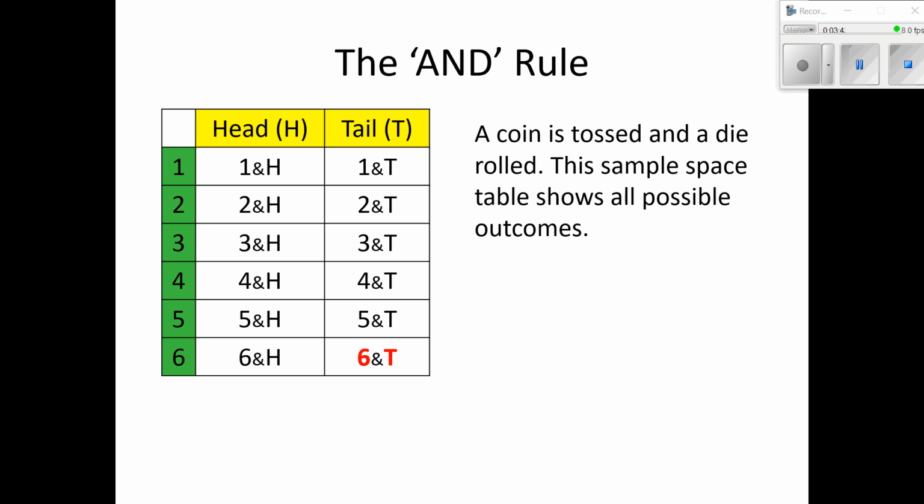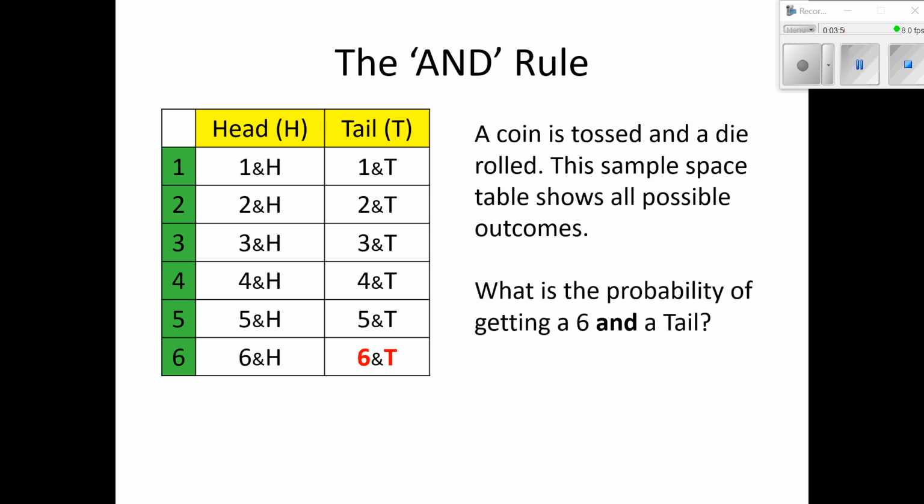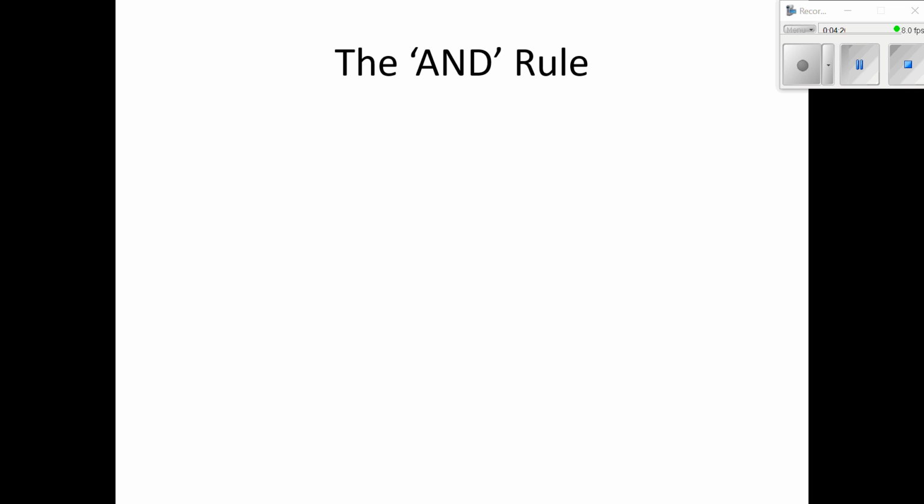Okay, so it looks like they're highlighting in red in the bottom corner 6 and tails. So I reckon that's what they want us to calculate here. What's the probability of getting a 6 and a tail? Well, they're saying it's 1 in 12, because that is the only box, 6 and T, out of the 12 boxes from the sample space. So it is 1 out of 12.